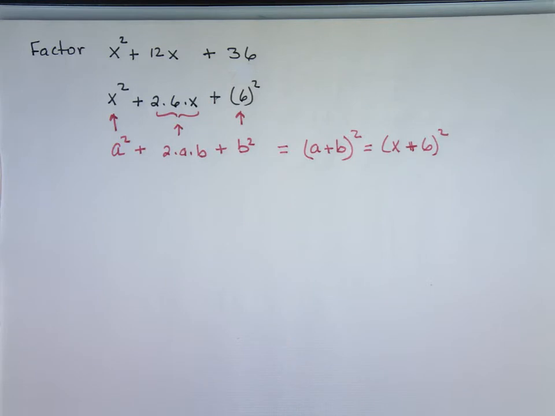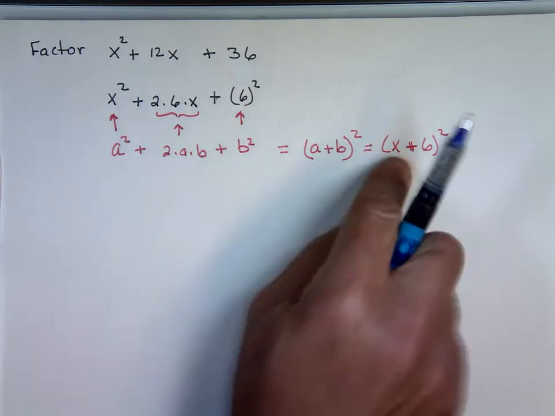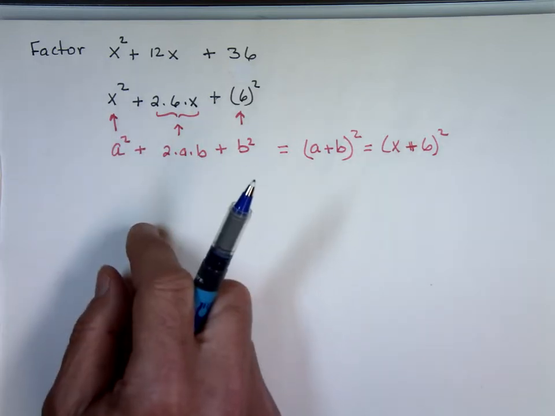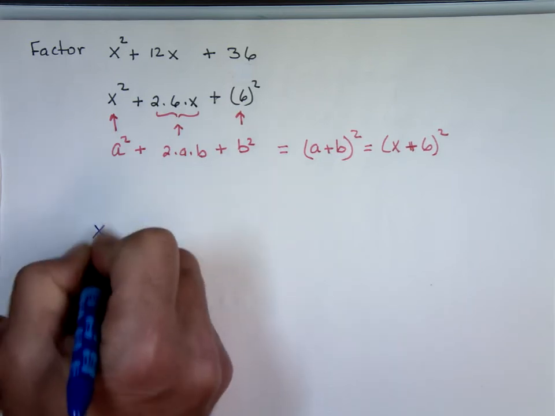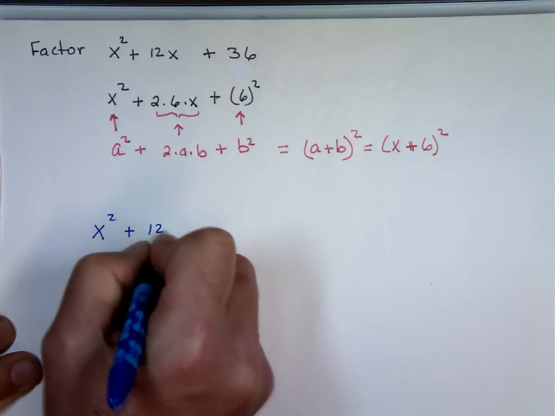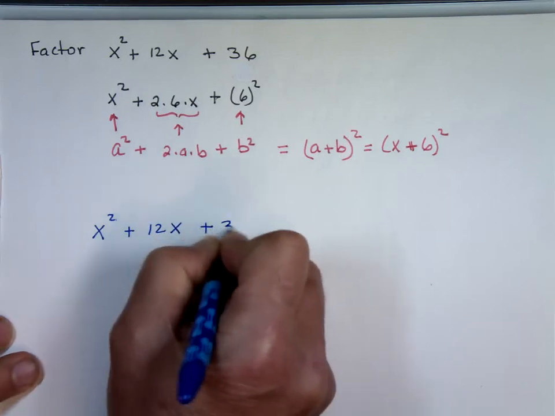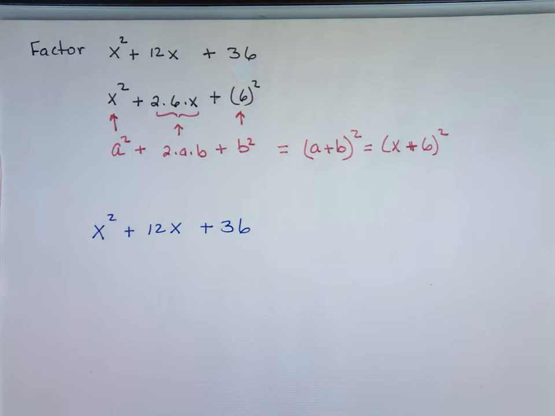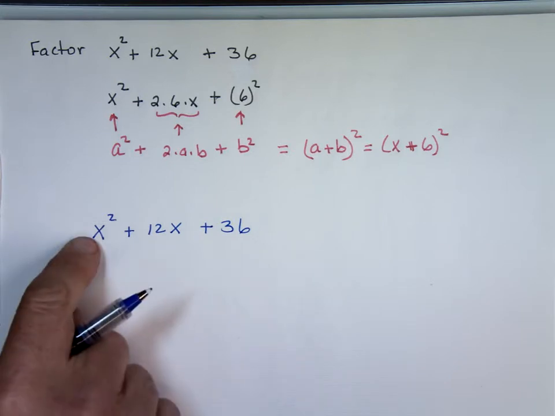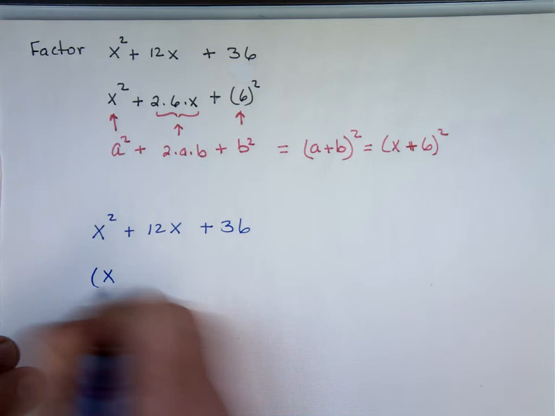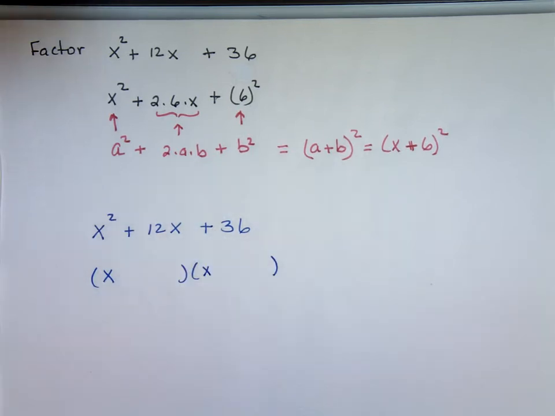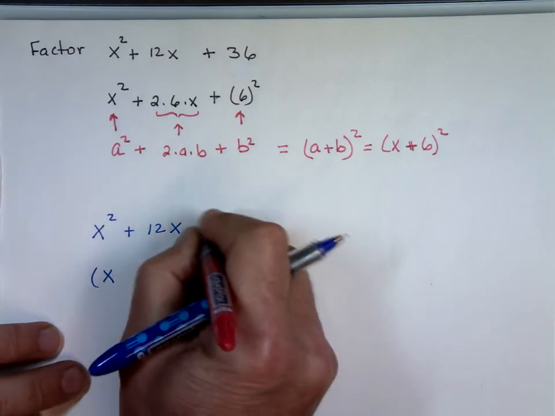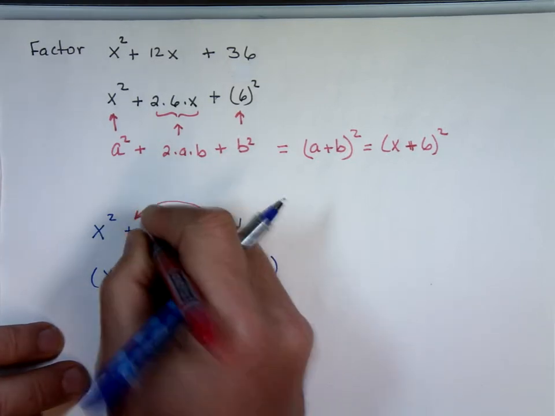Let's factor it again without using the perfect square trinomial method. I'm showing you both. You get to choose which one you like better. The leading coefficient is 1. You know that's x and x. And the 36, notice that's a plus, which means both signs are the same. Same as this one.